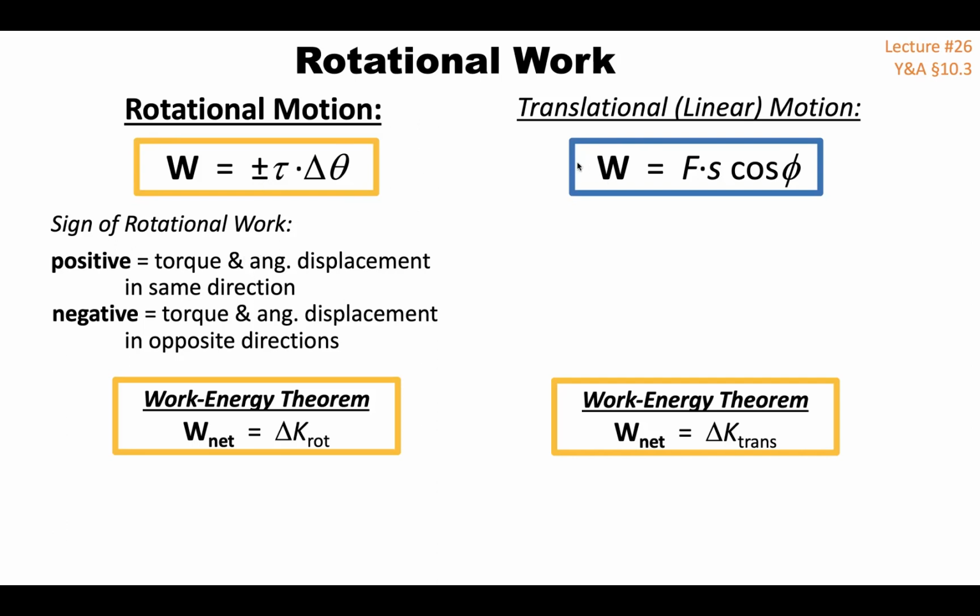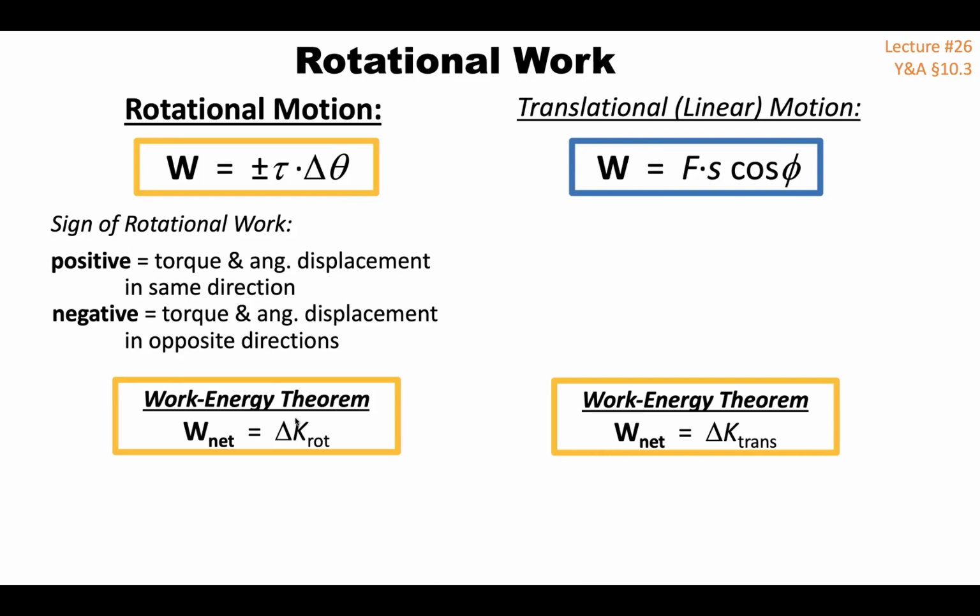What do we do with the work done by a torque? We'll do the same thing with it as we did with the work done by forces acting on a translating object. If we add up all of the works done by all of the forces, we can sum them together, find the net work done on the object, and that will tell us the change in kinetic energy of the object. That was the work-energy theorem. It's just that simple, straightforward statement right there.